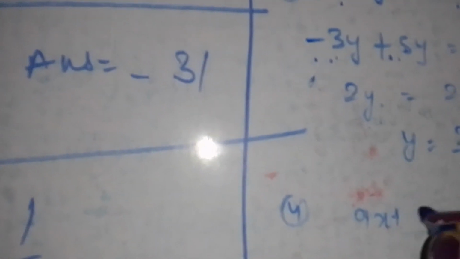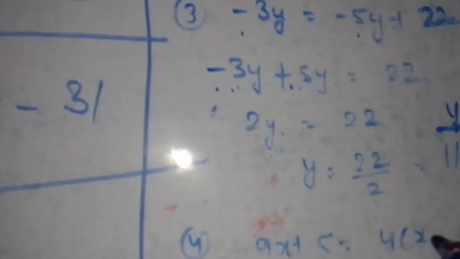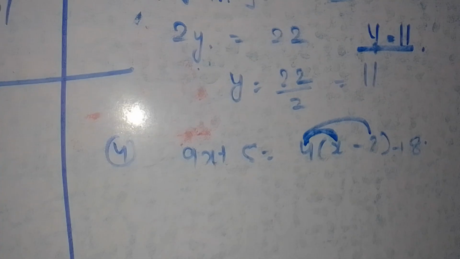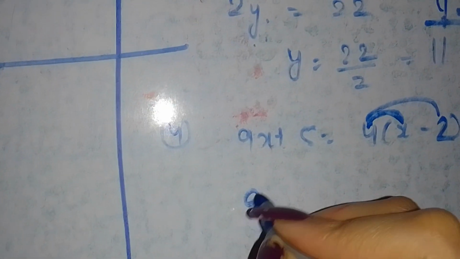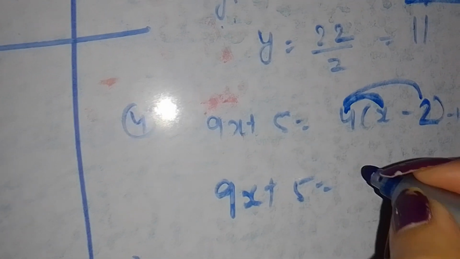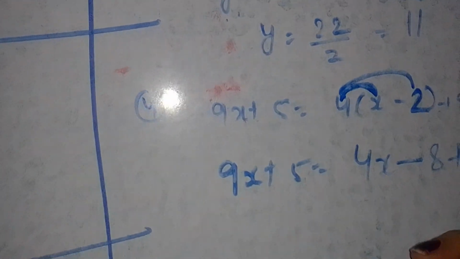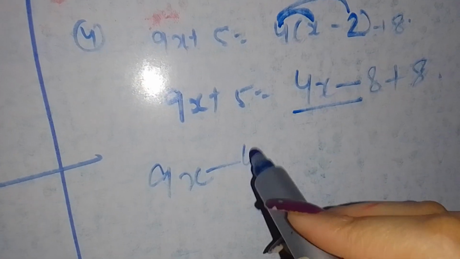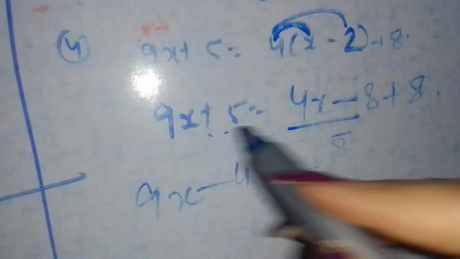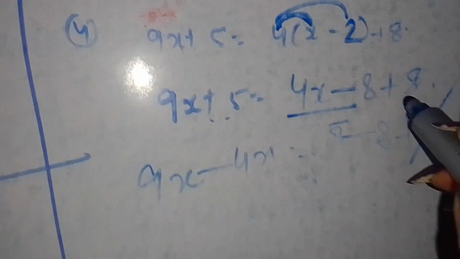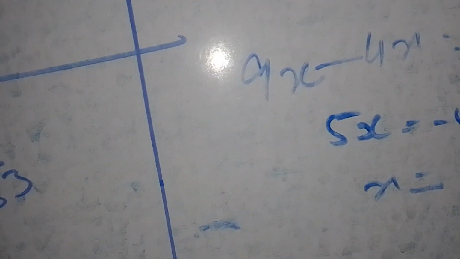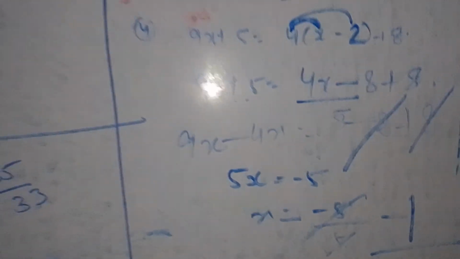The fourth one is 9x plus 5 is equal to 4 bracket x minus 2 bracket plus 8. So it is in multiply. 4 is multiplied by x also, and 4 is multiplied by 2 also. So 9x plus 5 is equal to 4x minus 8 plus 8. We will consider the like terms together. 9x minus 4x is equal to 5 minus 8 plus 8. Plus and minus 8 will cancel. So 9x minus 4x is 5x is equal to 5. x is equal to 5 upon 5, it is 1, answer, right?